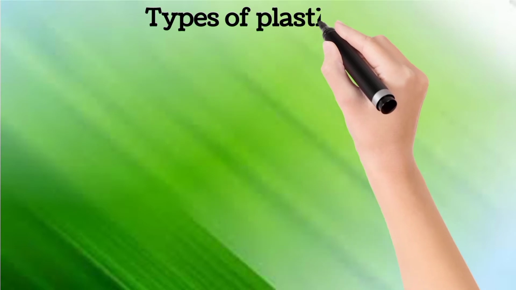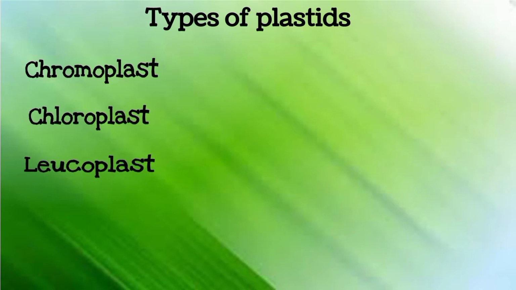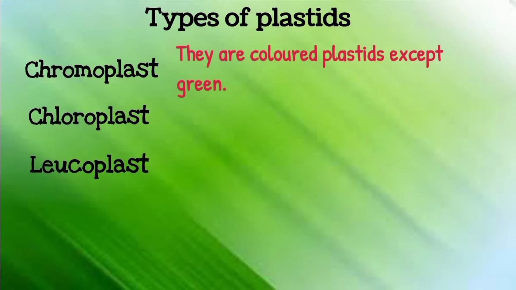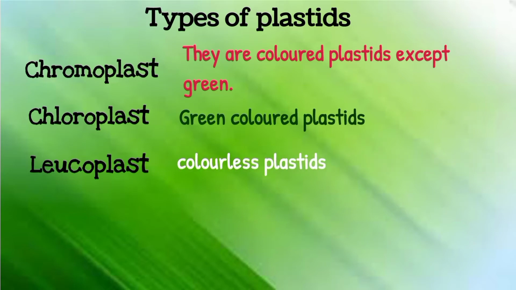Now we come to the types of plastids. So there are mainly three types of plastid: the chromoplast, chloroplast and leukoplast. This differentiation is based on the presence and absence of some pigments. The chromoplasts are the colored plastids except green. The chloroplasts contain the green colored chlorophyll, so they are green in color and they take part in photosynthesis. And leukoplasts are the colorless plastids. Their main function is to store food.